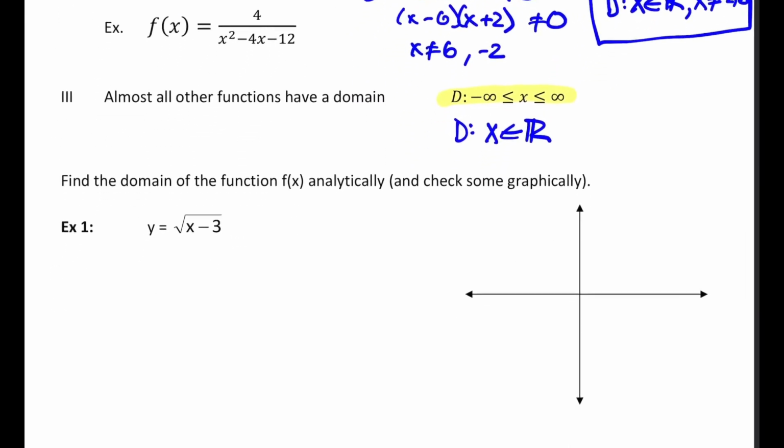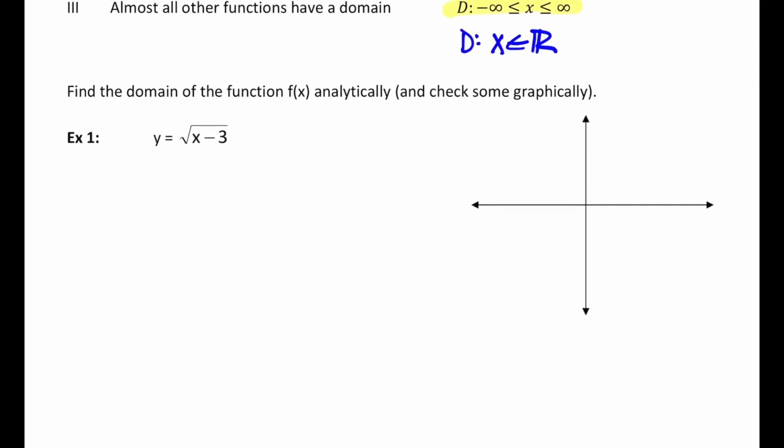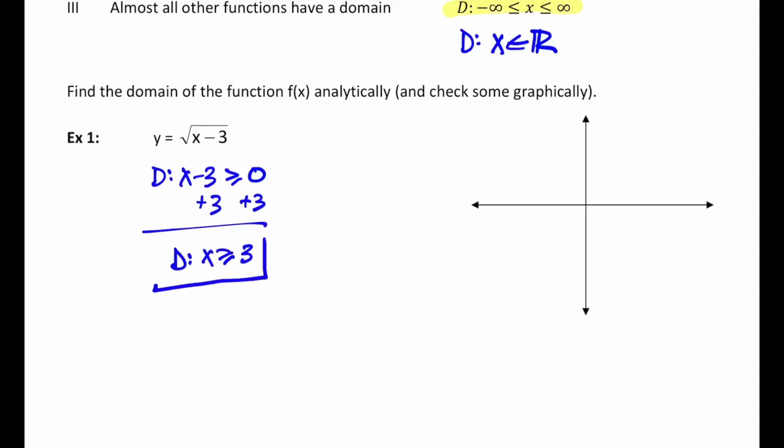All right, so let's practice a couple. Let's find the domain of the function algebraically and then check some graphically. I'm not going to check every single one. So what do we notice first here? We notice that we have a square root. So I'm going to say whatever's underneath has got to be greater than or equal to 0. All right, so again, we're finding domain. x minus 3 is greater than or equal to 0. Pretty easy to solve. My domain is going to be x is greater than or equal to 3.